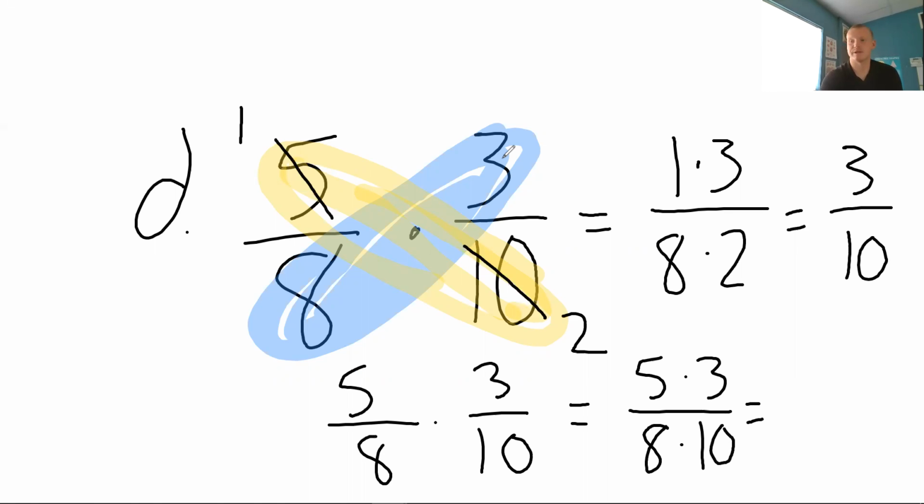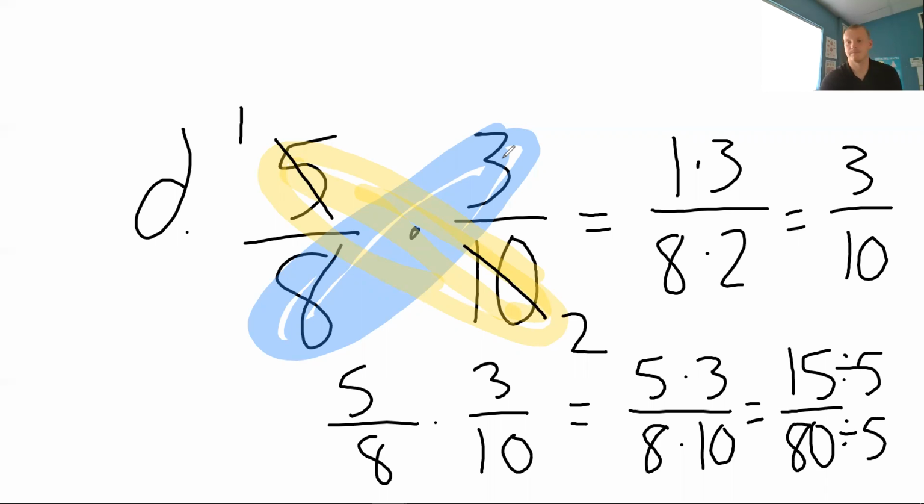So 5 times 3 is going to be 15. 8 times 10 is going to be 80. And then I would need to reduce from there. So what's in common with both 15 and 80? 5. Divide both by 5. So I would be left with 15 divided by 5 is 3, and 80 divided by 5 would be 10.